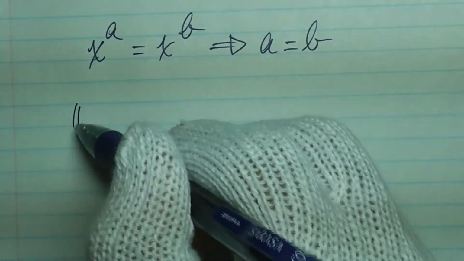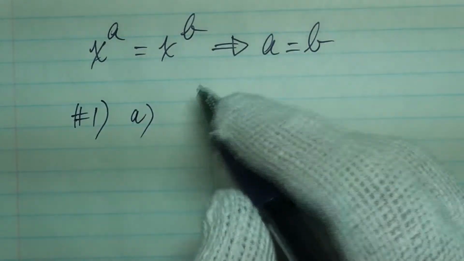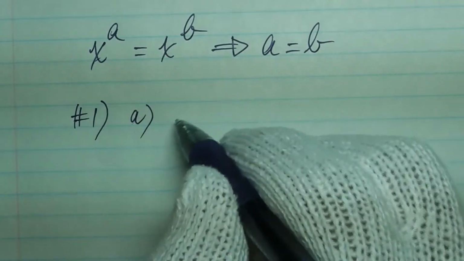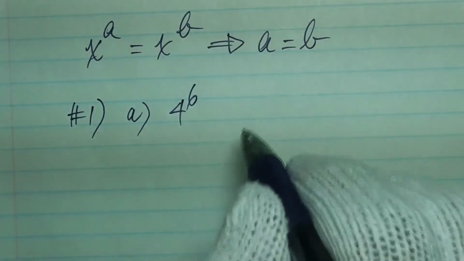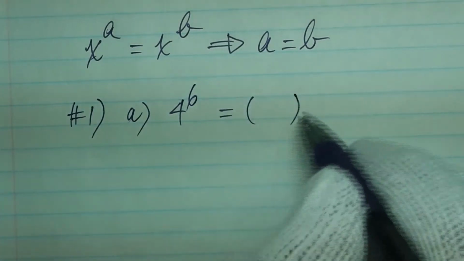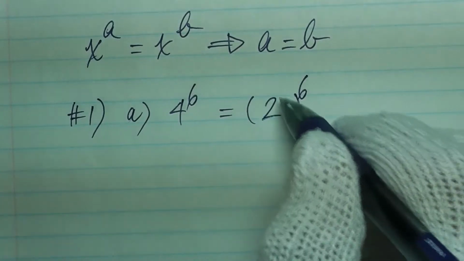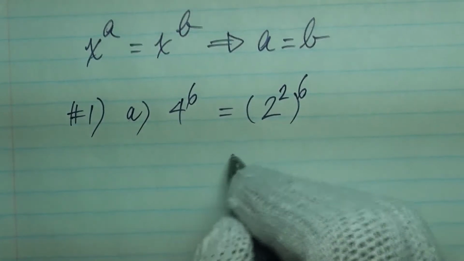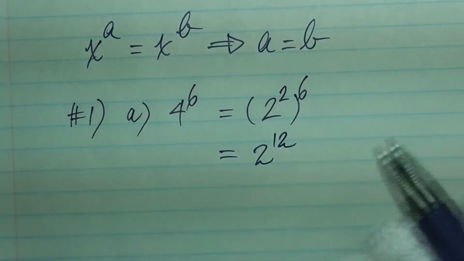We're going to look at a couple of examples. The question says, write each expression with base 2. First one they give us is 4 to the 6. Take a pair of brackets. 6 is our outside exponent. I'm going to write 4 as 2 to the exponent 2. Inside exponent times outside exponent tells us that this is going to be 2 to the exponent 12.